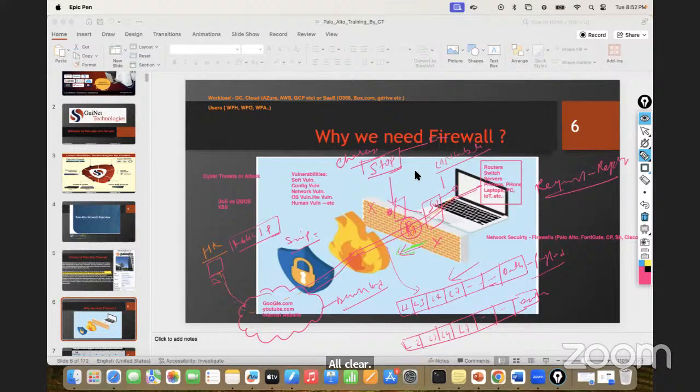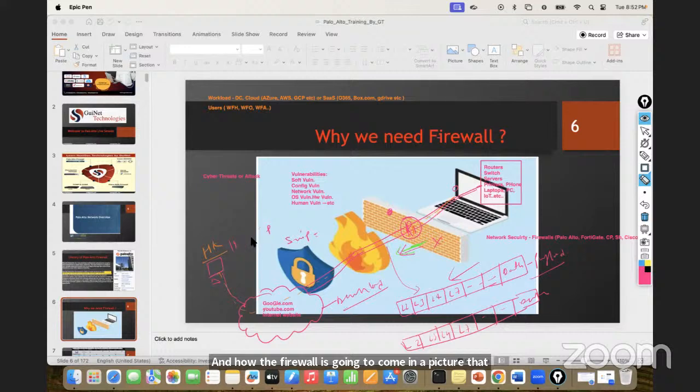So moving next, now we have a different scenario. We have the work from home scenario. Let's suppose now I am not working from the office. I have to work from home. Then how is my security going to be, and how is the firewall going to come into the picture? That we have to again understand.